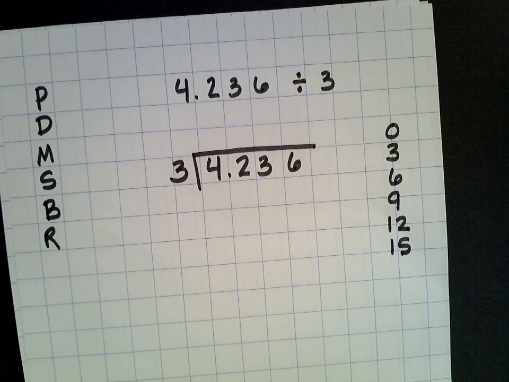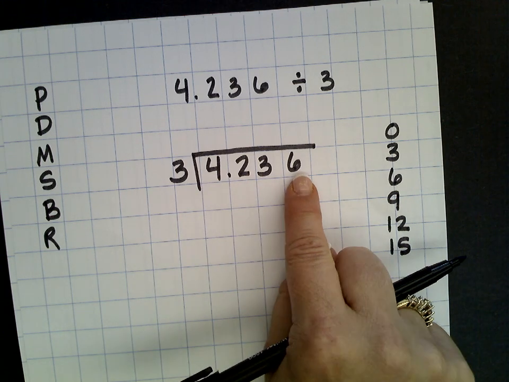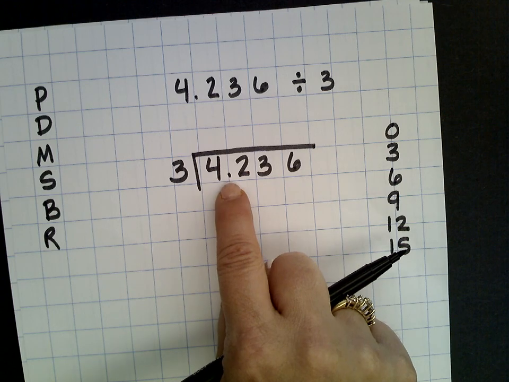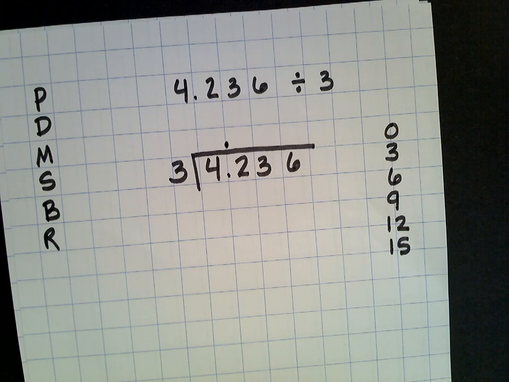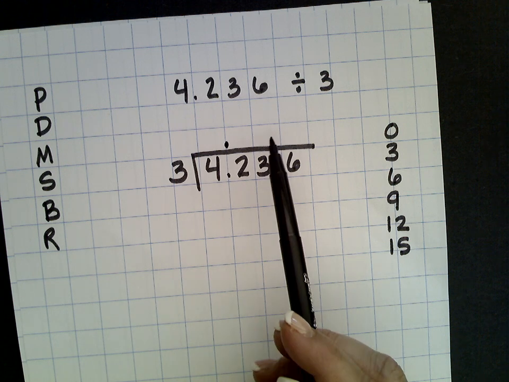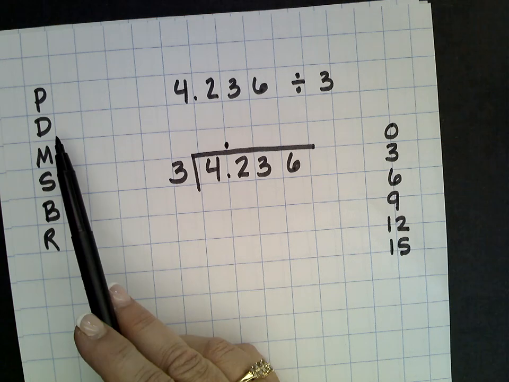Our P is pop. Very first thing you do, and you notice how each of my numbers are written in a box. My decimal point is right on the line. I'm going to pop that decimal right up. Now that I've popped it up, I can forget about it. It's done. It stays where it is. I just have to make sure that each of my numbers are carefully lined up over the number I'm dealing with. So now we're going to start with divide.